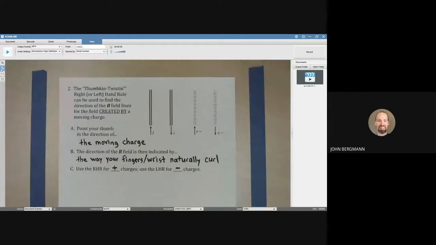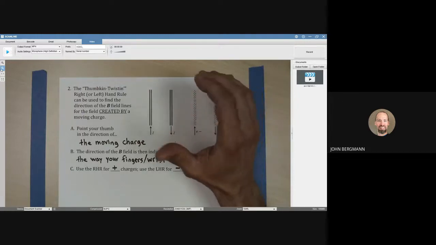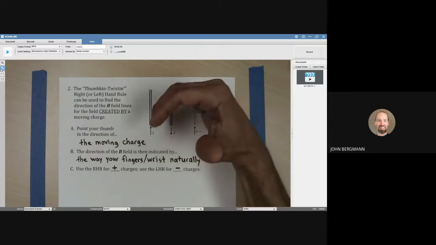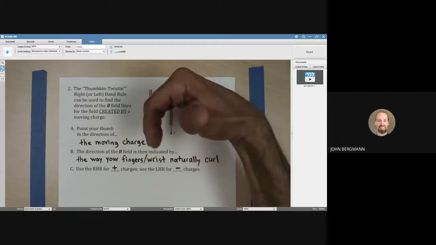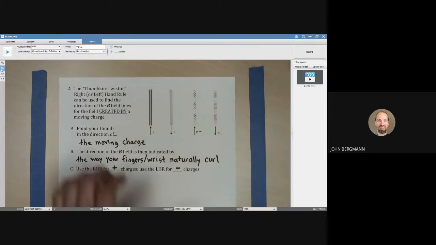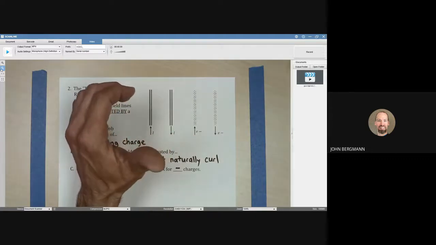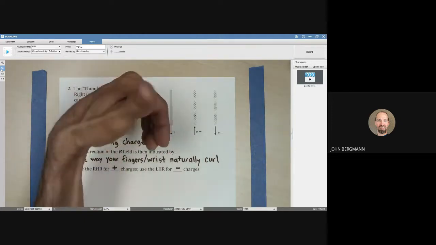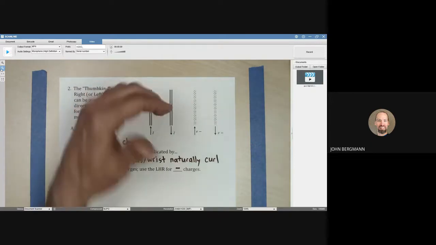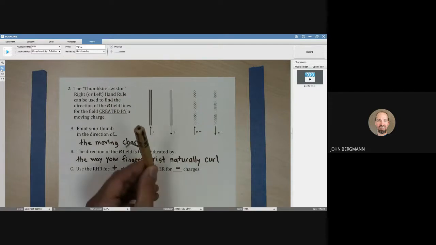I call it the thumbkin twistin right-hand rule because you point your thumb in the direction that the charge is moving, and then whatever way your hand and fingers naturally want to curl, that's the direction that the magnetic field is going to have. And if we have a negative charge, we use our left thumb in the direction of the moving charge, and the magnetic field lines are going to go in kind of orbital paths around this charge.